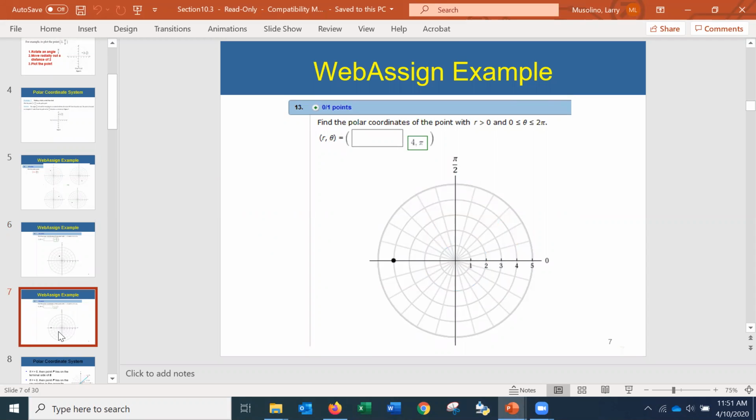All right, here's another question asking you to come up with the polar coordinates for this black dot. Well, this one's a little easier because the black dot happens to fall on this radial line. And that radial line is kind of easy to figure out the angle of rotation because you know that would be 180 degrees.